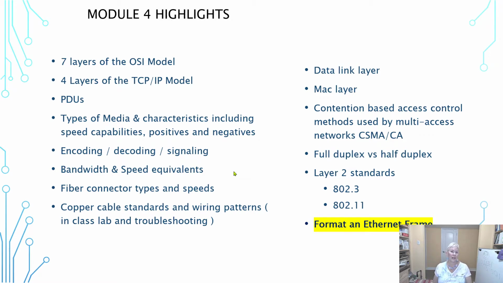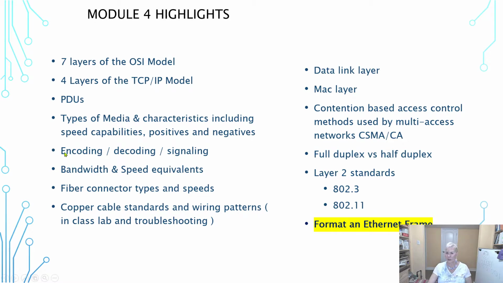Especially watch any videos that are in NetAcad because they're simple, they're usually not very long, and they really get the point across. Here are highlights for Module 4. Review the 7 layers of the OSI model, the 4 layers of the TCP/IP model, the PDUs. Then Module 4 starts with types of media and the characteristics, including the speed capabilities, the positives and the negatives. What are we referring to with types of media? Fiber optic, Ethernet, coaxial, what is a crossover cable, a straight-through cable, etc.